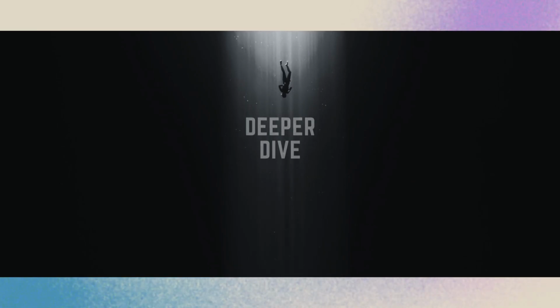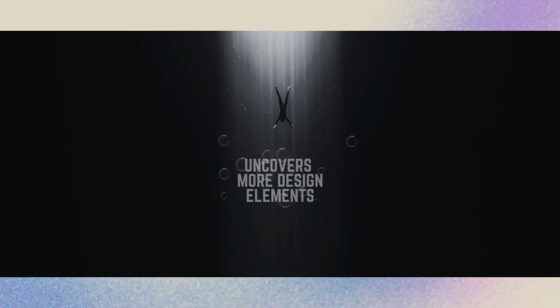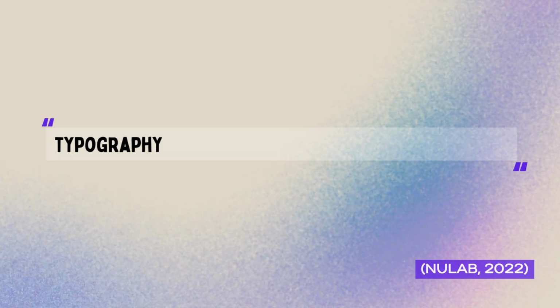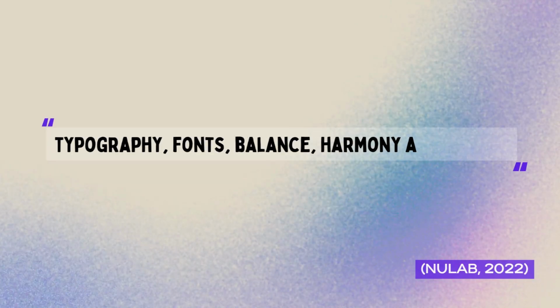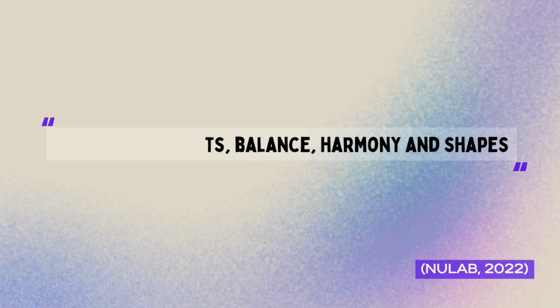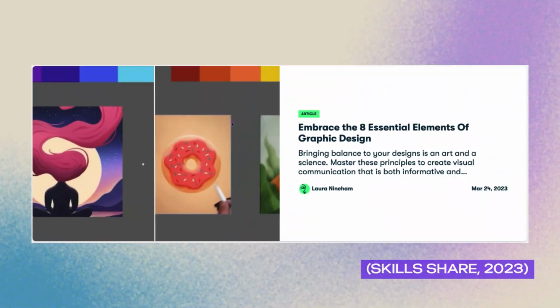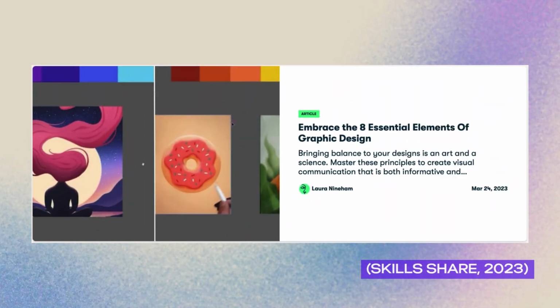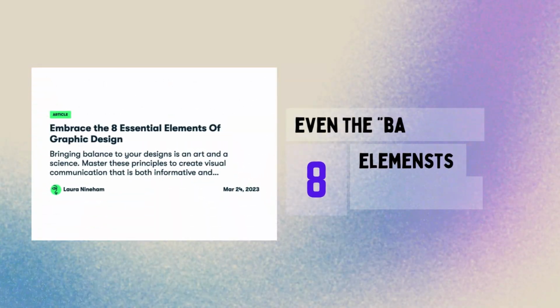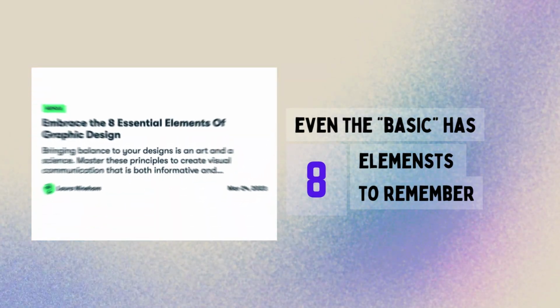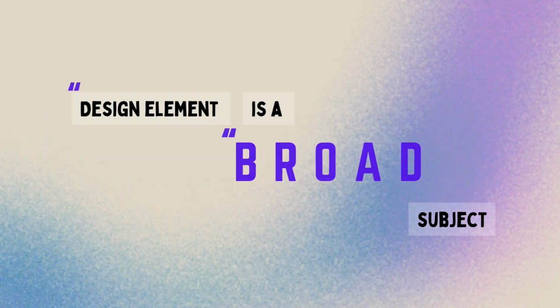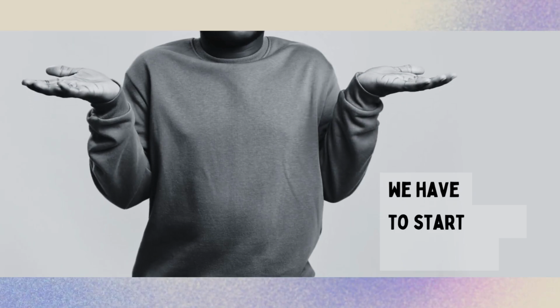However, a deeper dive into the subject uncovers more and more. Some say that the elements include typography, fonts, balance, harmony, and shapes. In addition, even editorials about the basic essential design elements mention 8 things a designer should be aware of. So it's clearly obvious that this is a broad subject, but we have to start from somewhere.